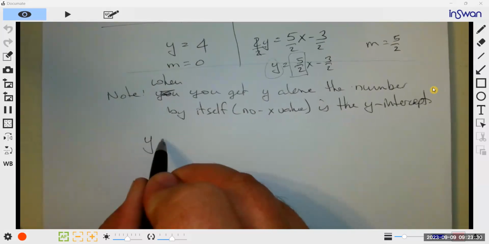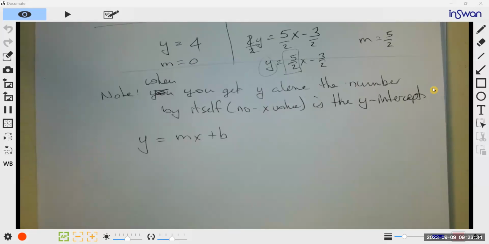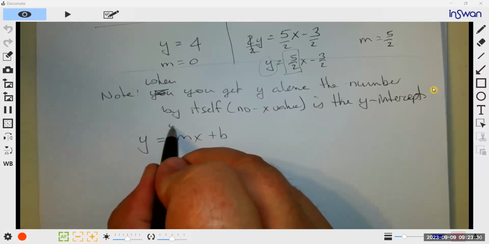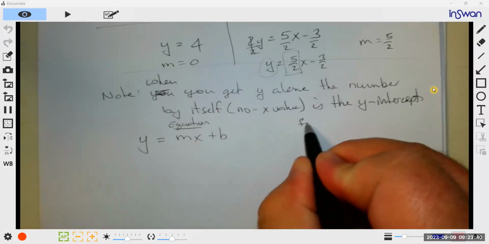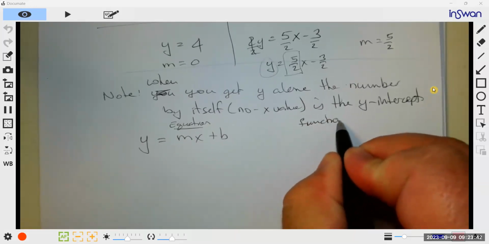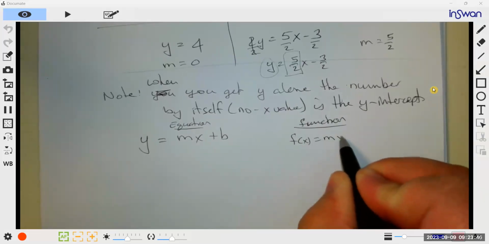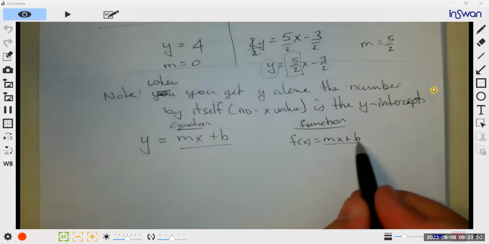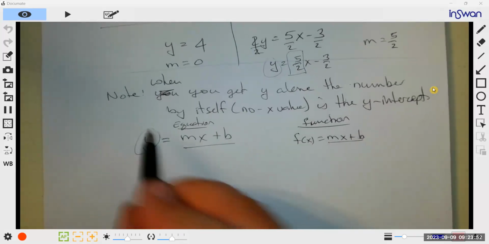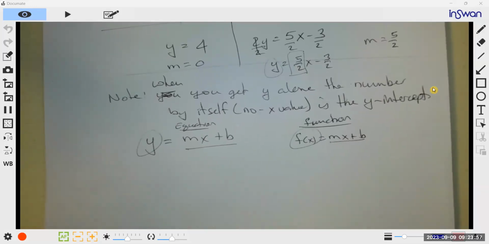And we're going to talk about today, this is an equation. This is what we call a function. They're the same thing. The only thing that's different is what's in front, and we'll talk about that in a second.